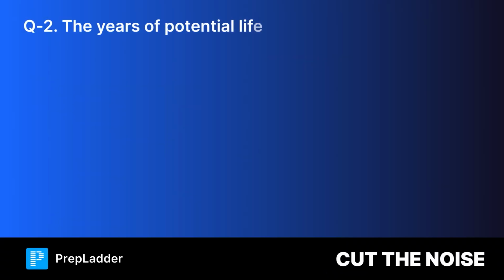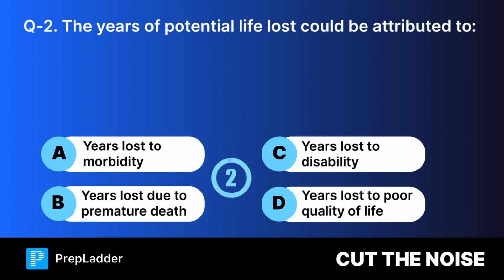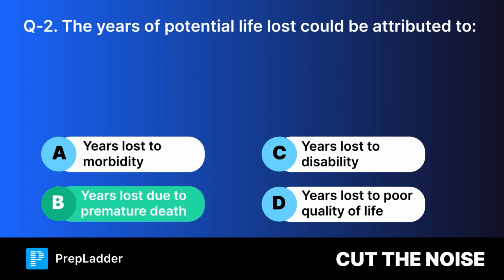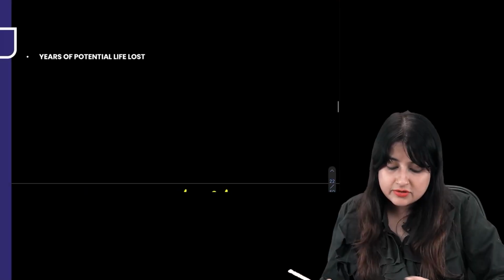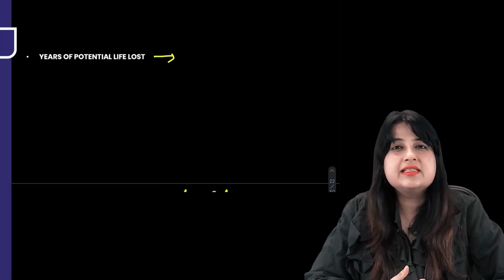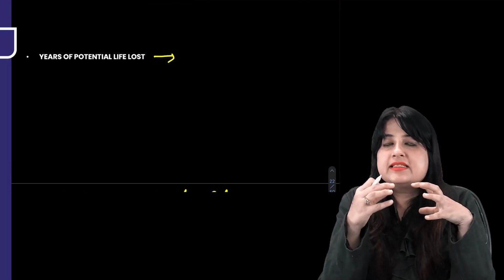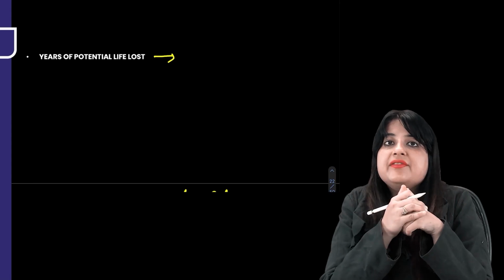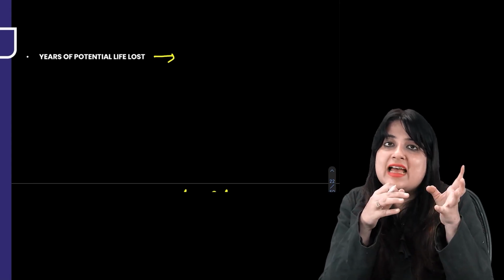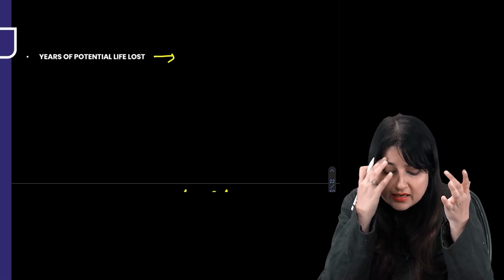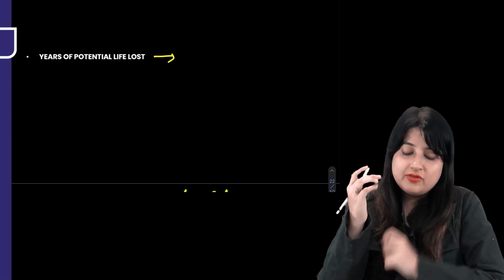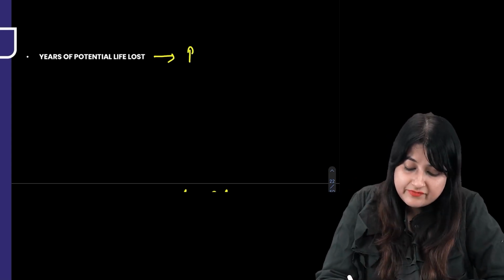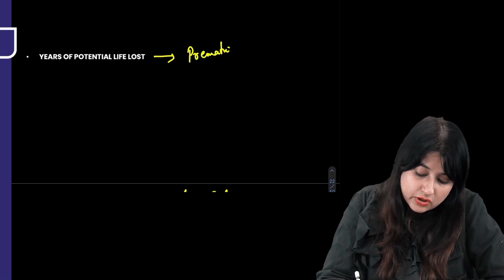Question 2. The years of potential life lost could be attributed to, and the correct answer is years lost due to premature death. Here's the explanation. What is years of potential life lost? Somebody was expected to live up to 75 years and the person died at 30 years. So years of potential life lost simply means premature death.